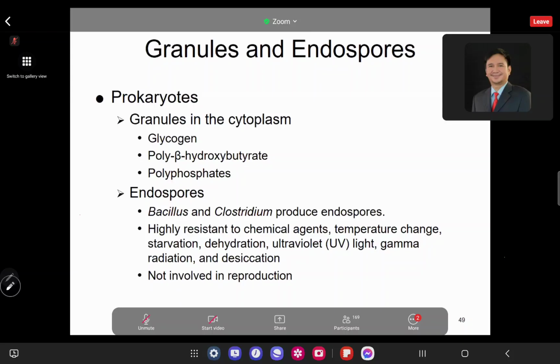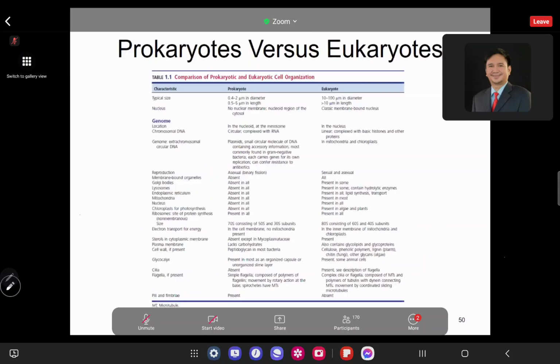are highly resistant to chemical agents. Also, extreme temperature changes, UV light, and desiccation. Remember, endospores are not involved in reproduction, but rather function as survival structures during harsh conditions.